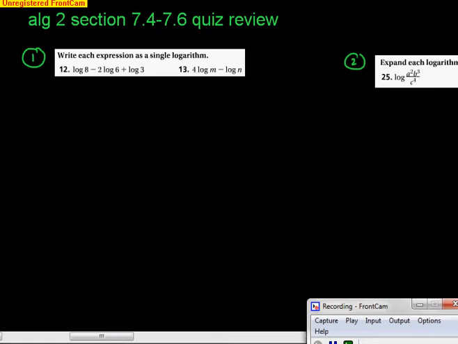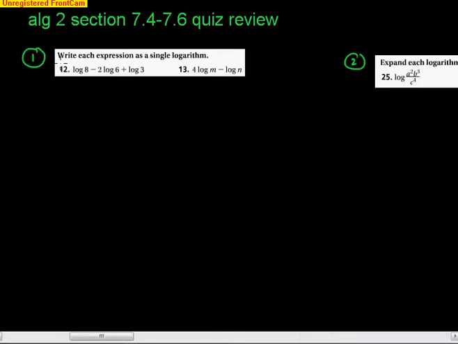Okay, Algebra 2 students, this is your Chapter 7, second half, 7.4 through 7.6 quiz review. Quizzes on Friday. Got a couple problems here that I would like to go over with you. Okay, so number one here, I got two problems. We're going to write each expression as a single logarithm.